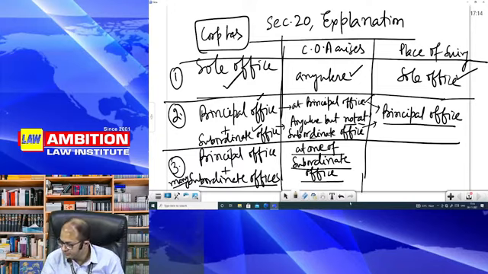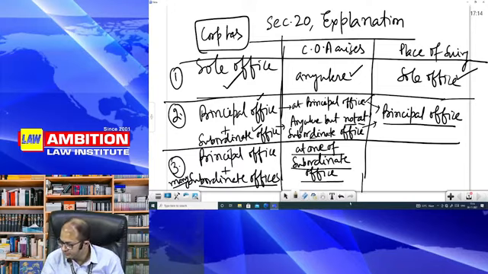It says former suit means a previously decided suit, though it may have been instituted later. So even if it is instituted later, if it has been decided first, it is called a former suit for this purpose. This can be a preliminary question, nothing great in this.